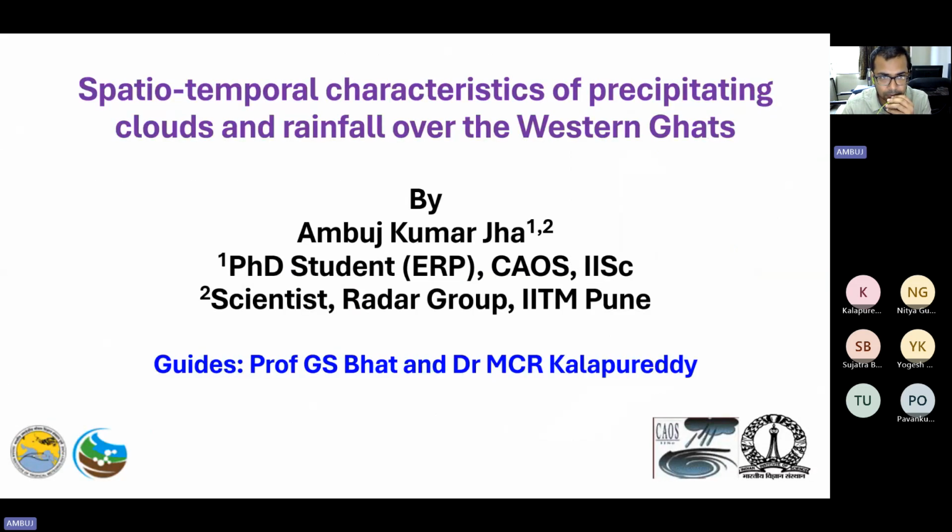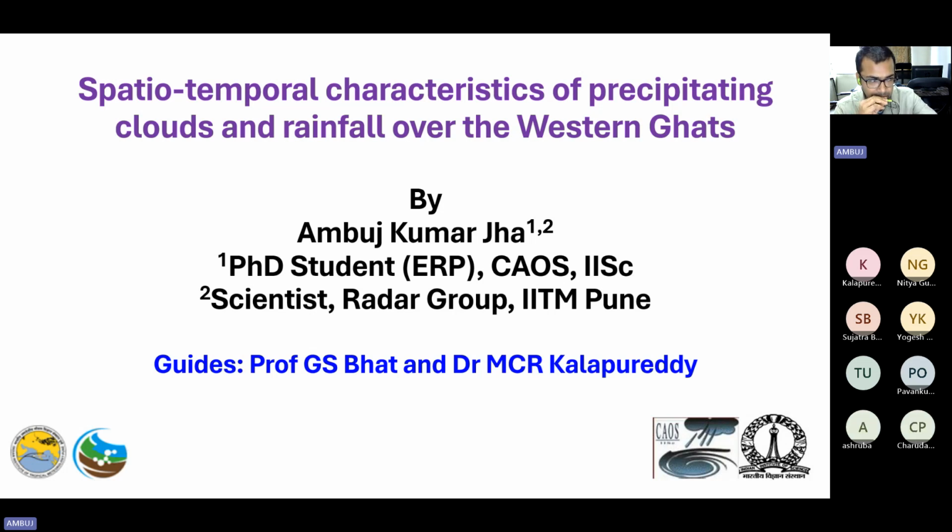Good afternoon, everyone. This is Ambuj Kumar Jha, a PhD student at CAOS and also working as a scientist in the radar group of IITM Pune. I am going to present on spatio-temporal characteristics of precipitating clouds and rainfall over the Western Ghats.